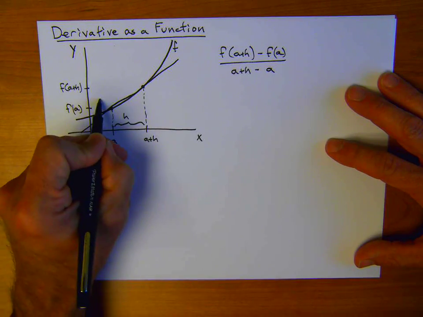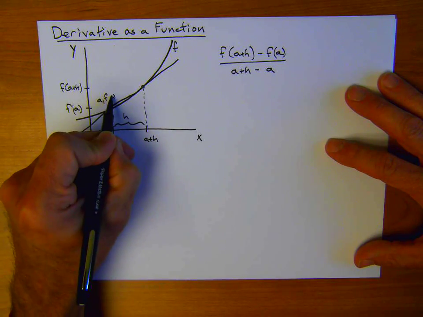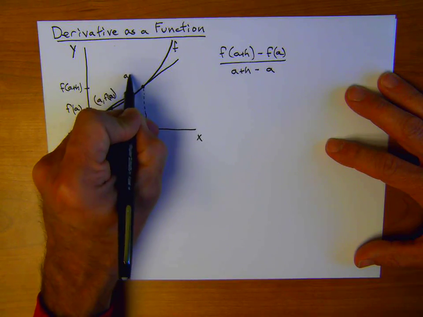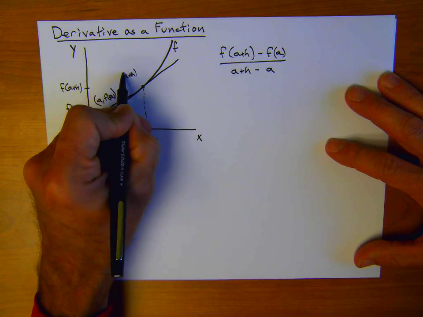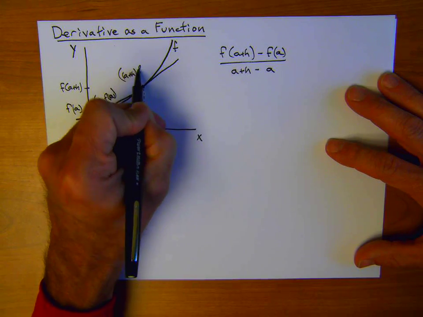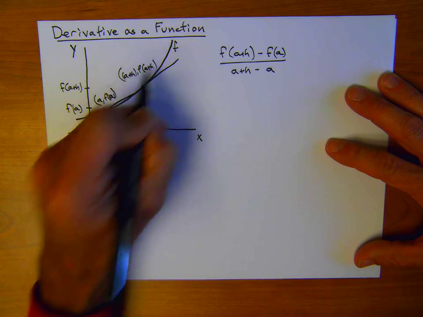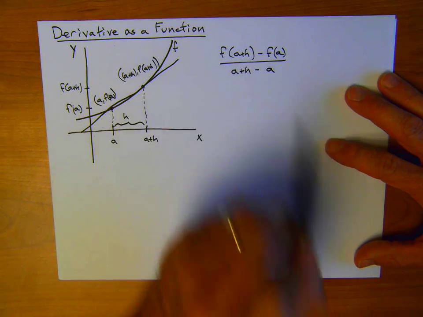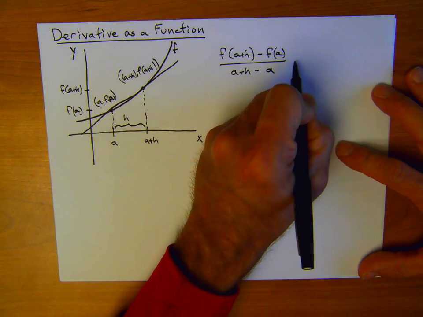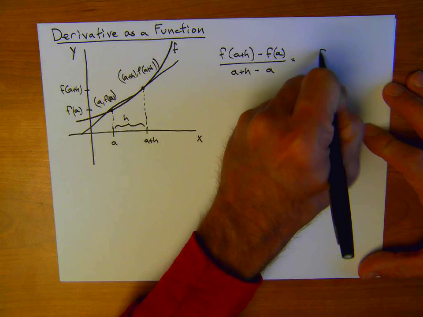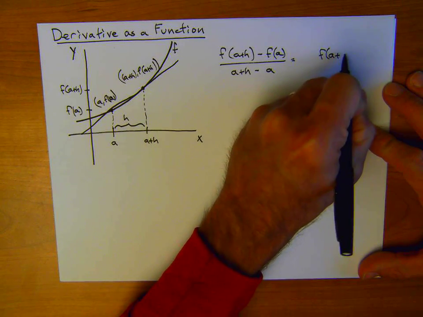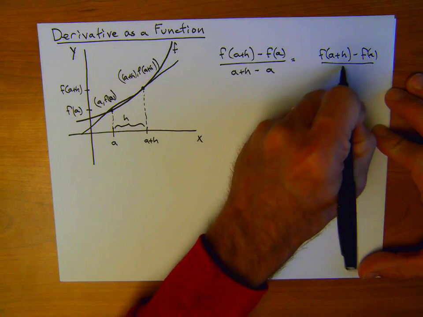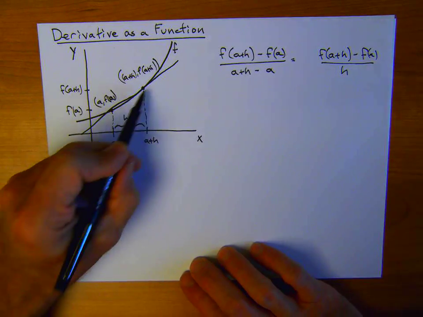Because this point is A, f of A, and this point here is A plus H, f of A plus H. Alright, so you find the slope between those 2 points, this is what it looks like, right? Now we can simplify that to just f of A plus H minus f of A over H. That is the slope of the secant line.